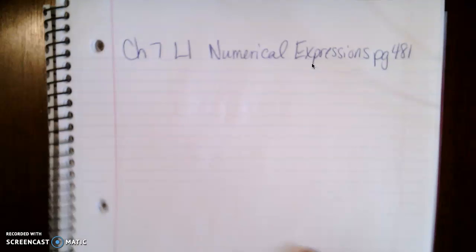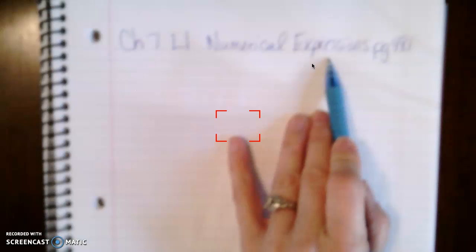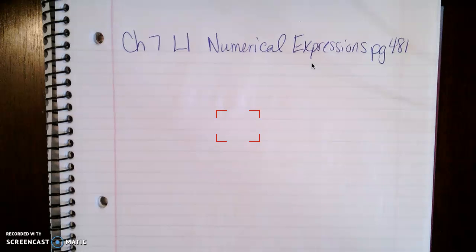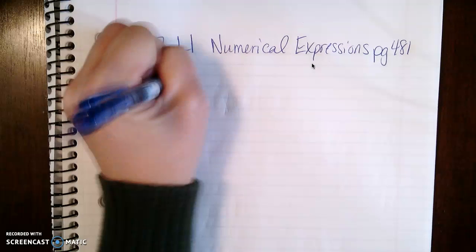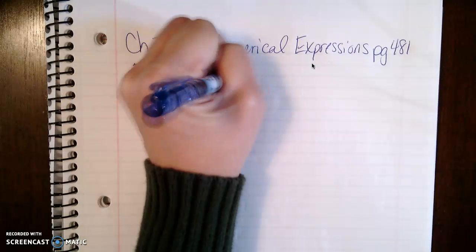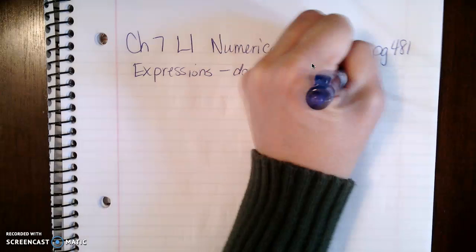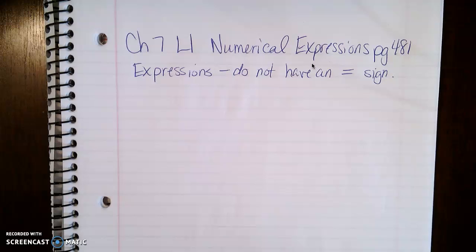Okay, so numerical expressions, obviously numerical just means number, and expressions are number sentences that do not have an equal sign. So I'm going to just put here that expressions do not have an equals sign. If they have an equal sign, they're called an equation. Without an equal sign, they are called an expression.